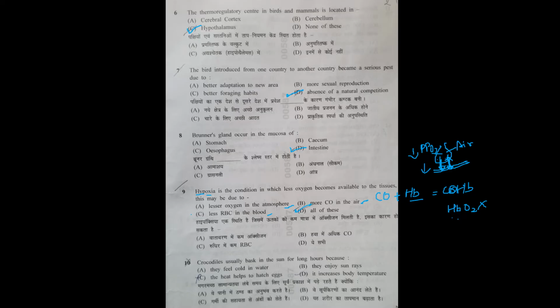Now the next question is, crocodiles usually bask in the sun for long hours just to increase the body temperature. You must be knowing that crocodiles, like other reptiles, are cold-blooded animals, so they cannot regulate their temperature. That's why they remain in the sun to raise their body temperature. Next question is, the human ear is more sensitive to sound waves of 1,000 cycles per second. Next question is, cytochrome acts as, answer is electron carrier.